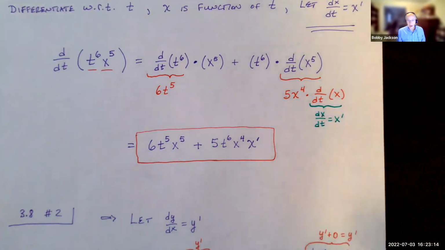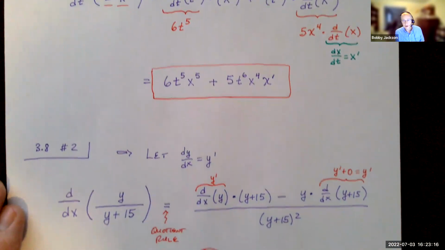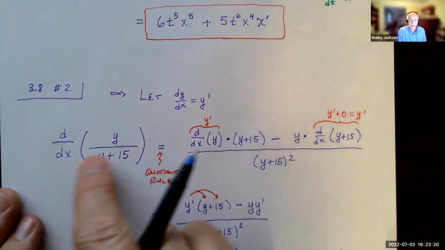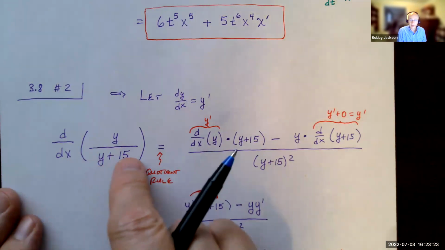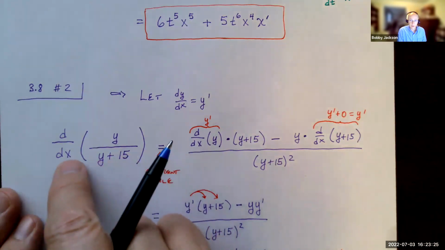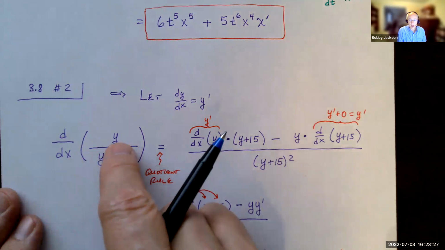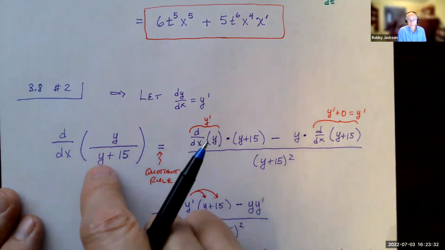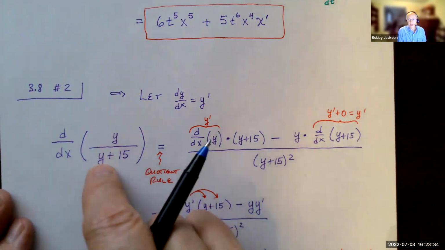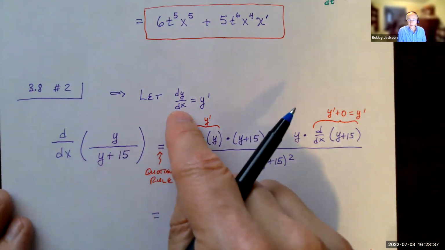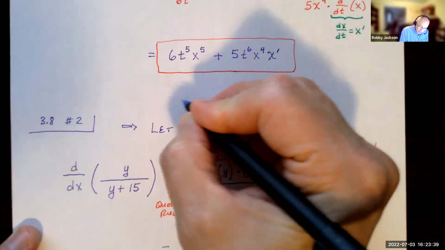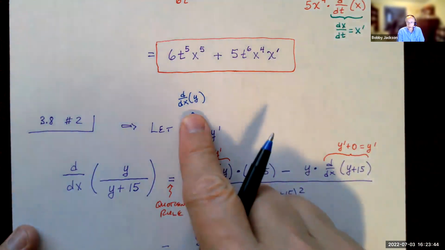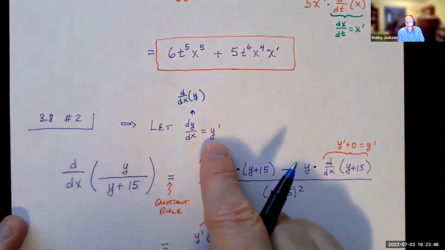Okay. 3.8, number 2, very similar to this one. We're finding the derivative with respect to x of the function y divided by y plus 15. So notice it's with respect to x, and we have y. So y is a function of x here. Y, we don't know exactly what function, but it's a function of x, and therefore we're going to be looking at dy dx, which again, keep in mind what this means. This is the derivative with respect to x of y. All right, that's what we mean by that, which we're going to use y prime for that notation.